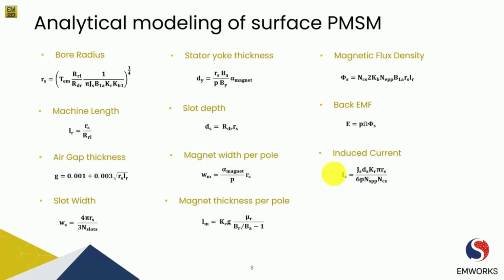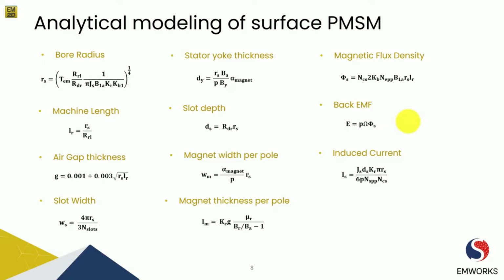So here are the equations which we will be using to compute our motor geometries or parameters. First you can see the equation to calculate the bore radius, and along with that you can calculate the machine length. It is very important to calculate the air gap thickness accurately because it determines your electromagnetic performance, and then we have the slot width. Similarly, we have different performance parameters such as the magnetic flux density and back EMF, which we will verify using the FEA based tools.